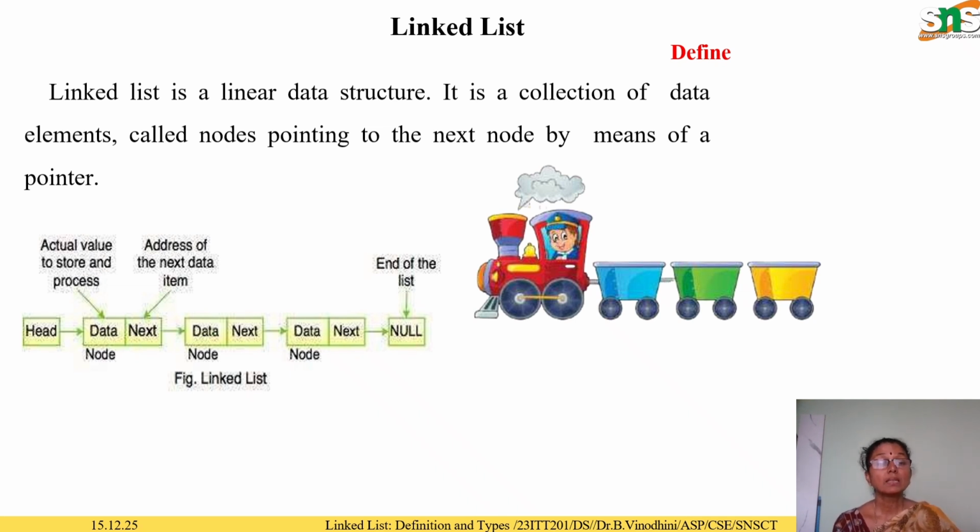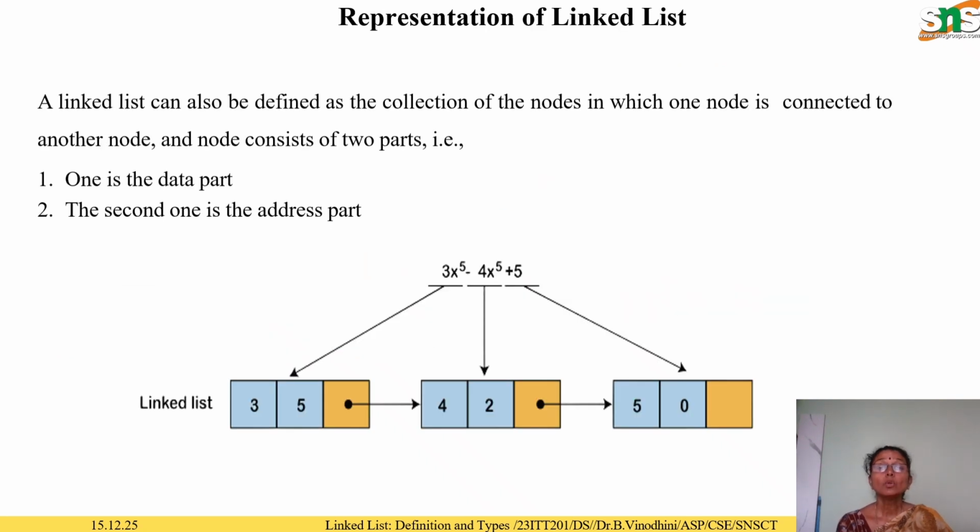In the linked list, each element has the data part and the next part, and it is also a collection of elements. You have the head element, and that head contains the address of the first element. That is the structure of the linked list. The representation of a linked list is a collection of nodes, where each node contains one data part and a second, address part.